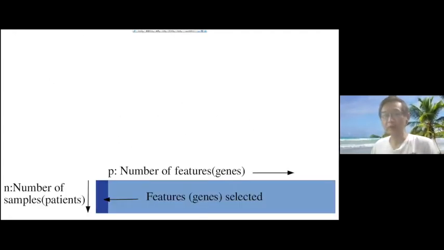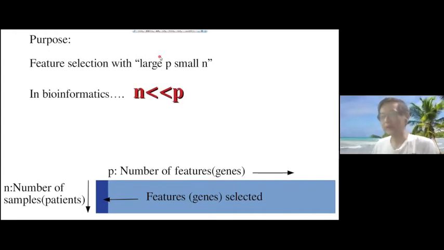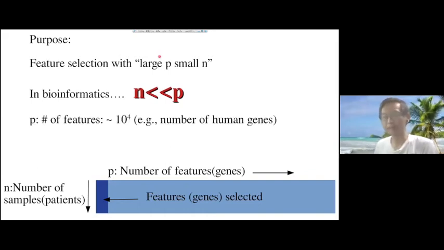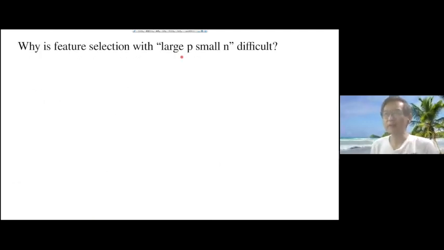The purpose of this talk is feature selection with large P, small n situations. In bioinformatics, the number of samples is typically less than the number of features. Here, the number of features is the number of genes, typically on the order of 10^4. On the other hand, the number of samples is typically on the order of 10 because of the number of human patients.